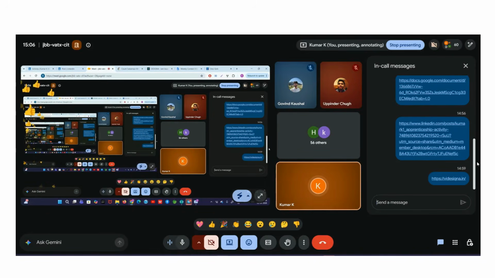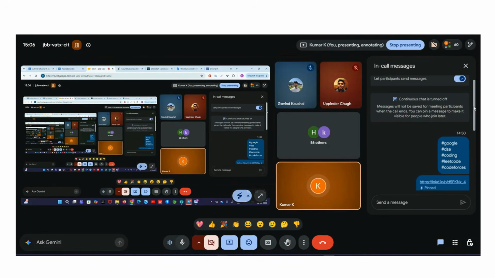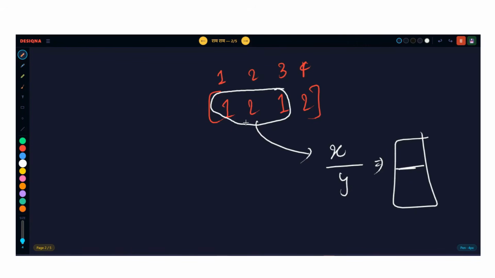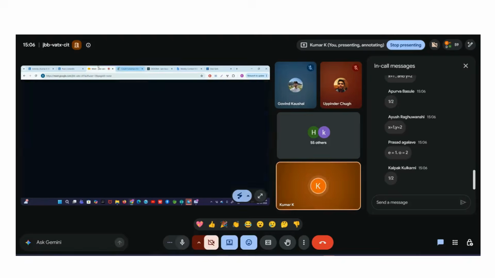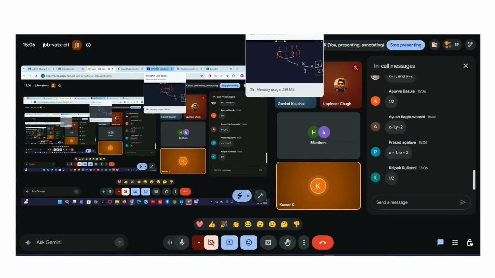I know the answer now. Let's see what students write. So guys, what is the value of x and what is the value of y for this subarray? 1 2 1. How many even elements are there? One even element. And how many odd elements are there? Two odd elements. So 1 by 2. Okay, clear? Now guys, can you tell me how will you check if this ratio is good or not?